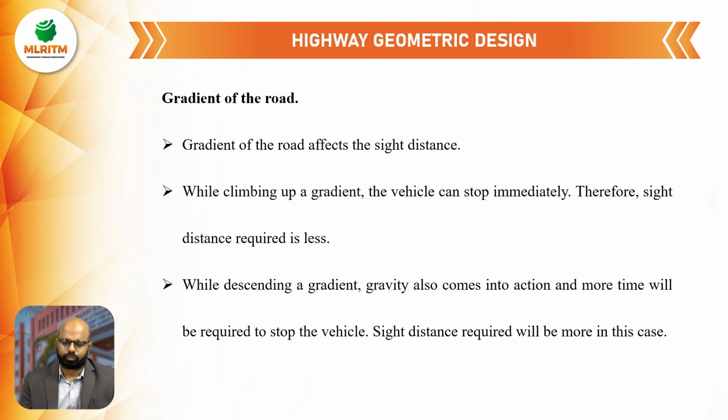Next is the gradient of the road. The gradient affects the sight distance. While traveling on an upward gradient, the vehicle can stop quickly, so the sight distance required might be less. But while descending, moving on a downward gradient, gravity and the weight of the vehicle come into the picture. So the time required for stopping the vehicle will be more, and the sight distance required will be more on a descending gradient.